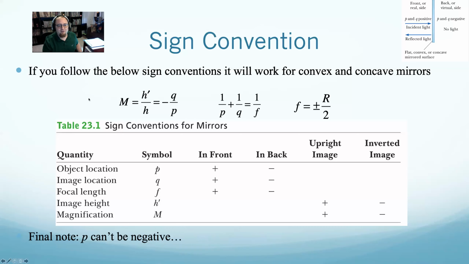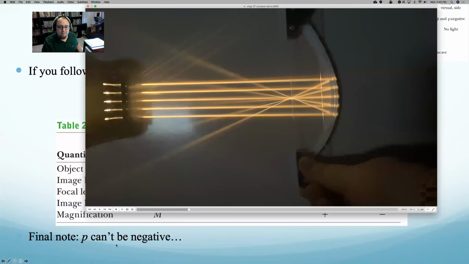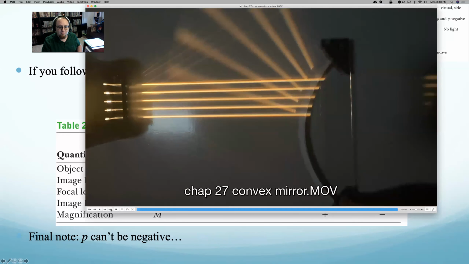And keep in mind, for a mirror, P will never be negative, because if it is, you're on the not shiny side of the mirror. Now, this can lead to all sorts of stuff. Let me go to my video before I go through.